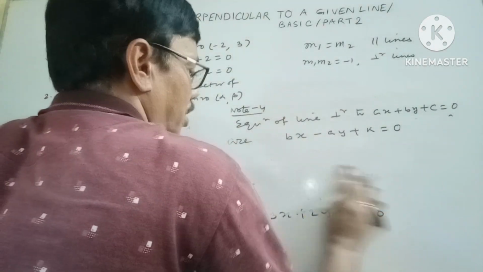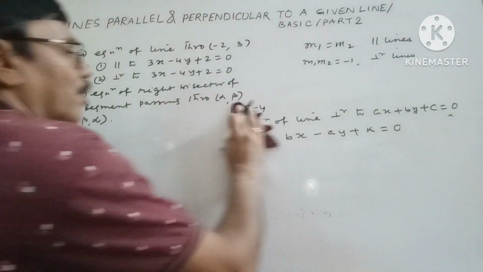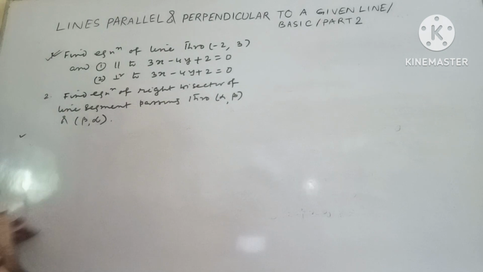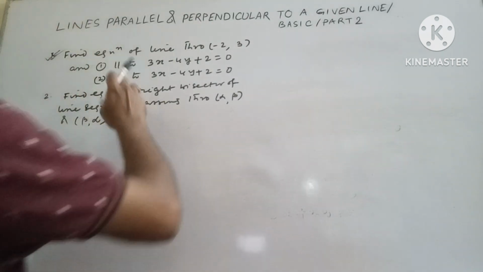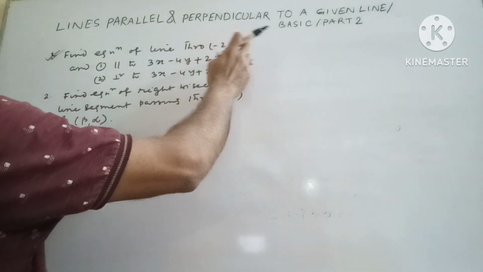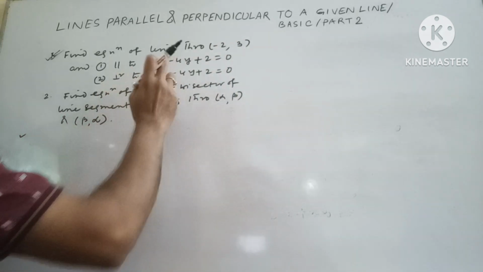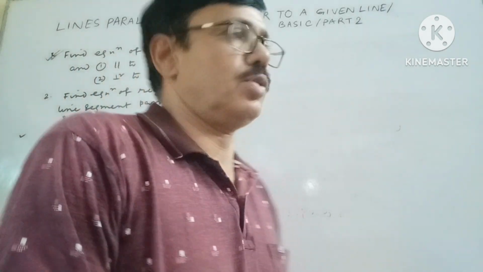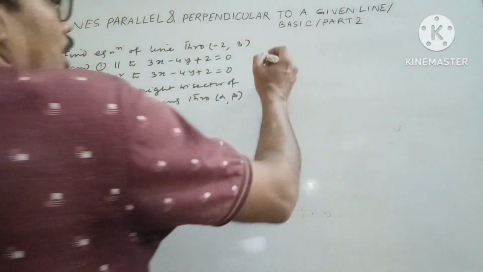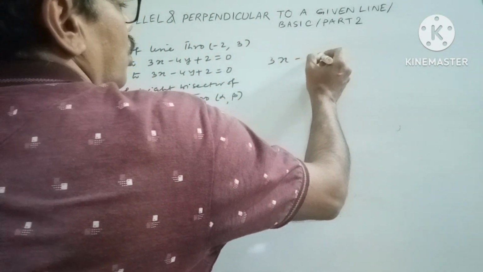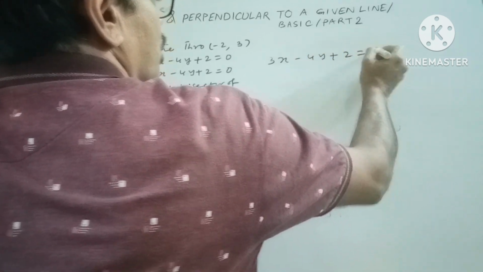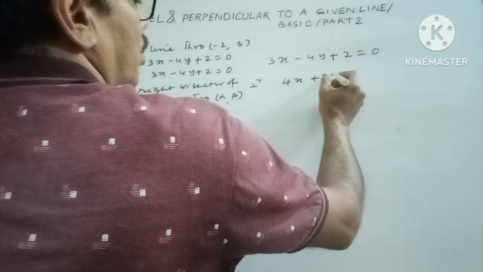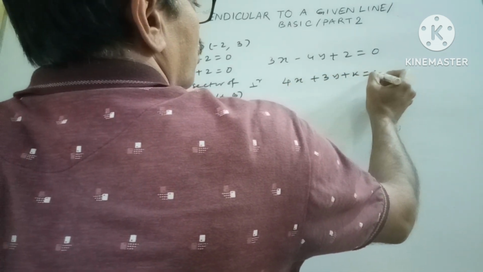So this is our working tool. Now, problem number 1. Find the equation of the line through (-2, 3) and perpendicular to 3x - 4y + 2 = 0. So 3x - 4y + 2 = 0. So the perpendicular equation is 4x + 3y + k = 0.